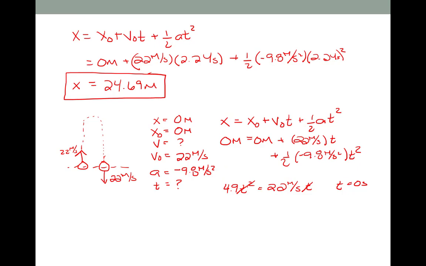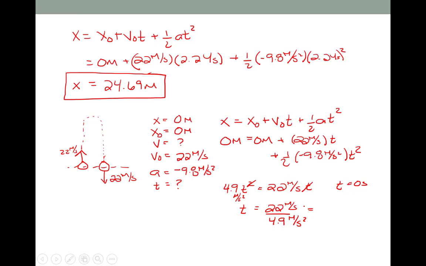I crossed out too much there. I should have only crossed out the square, not the full t. So let me fix that. There we go. Okay, so now we can proceed forward and we get t equals 22 meters per second divided by 4.9. And I lost my units up here, so I'm going to insert them really quick. 4.9 meters per second squared.